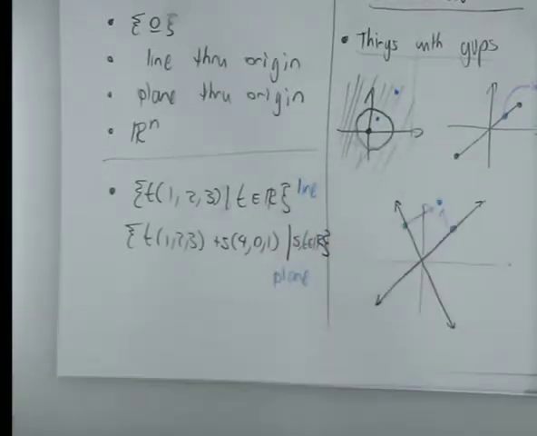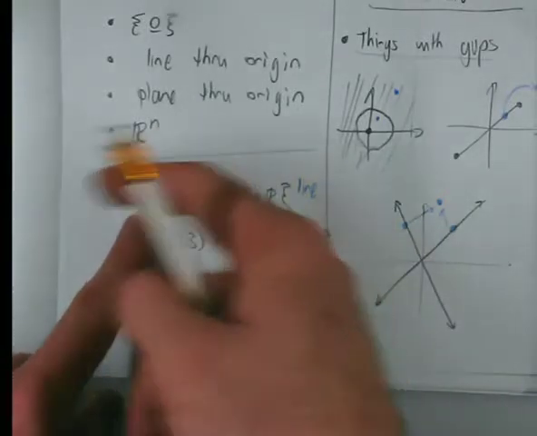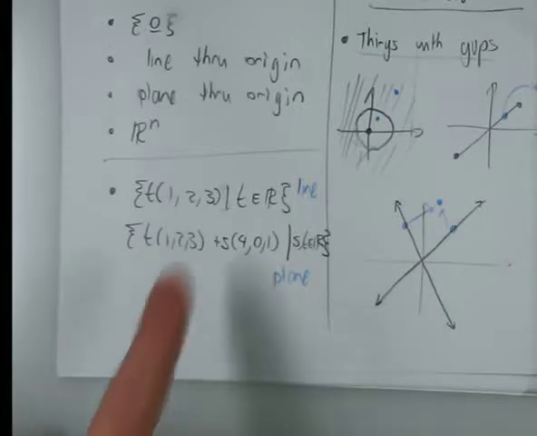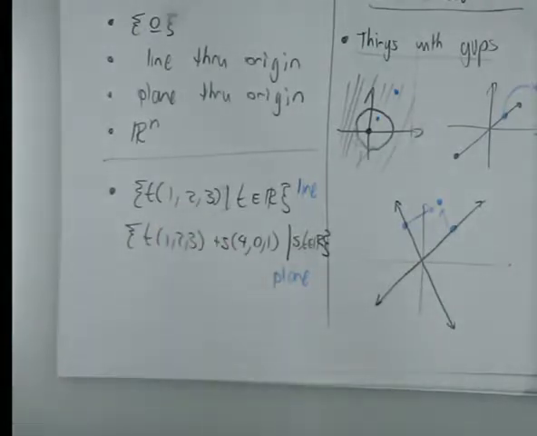And that will look like that. I know it's a line because I can write 0, 0, 0 plus t of whatever. So it goes through 0, 0, 0 and it goes in this direction. Okay. Those two are examples of subspaces. Anything that's written that way must be a subspace.